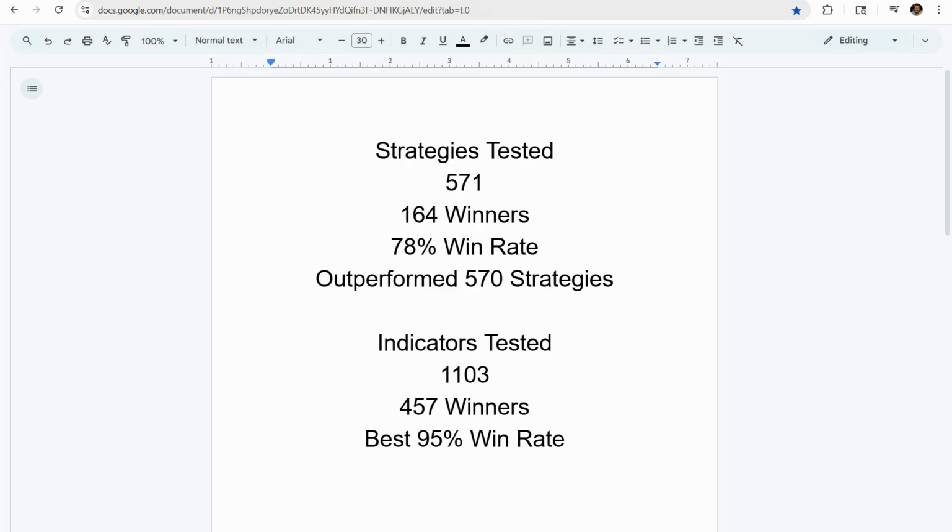Alright, as I said, today we will be testing a new smart money indicator. Before we do though, I wanted to put the testing scoreboard up for everyone to see. So to date, we have tested a total of 571 different strategies. The best one so far was able to achieve a 78% win rate. That was achieved using the Academy Forex indicator and the Academy Forex higher time frame fractal candle indicator in a strategy that I'll mention later on in this video.